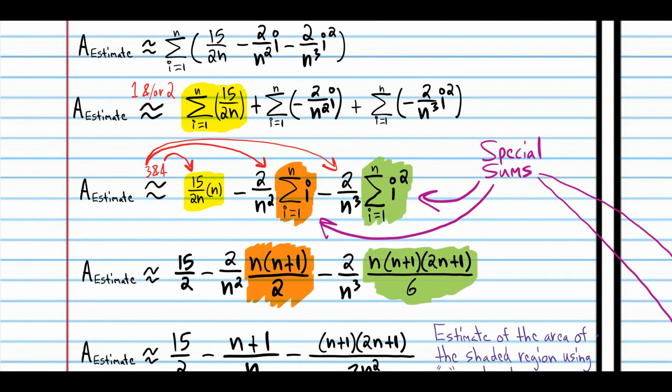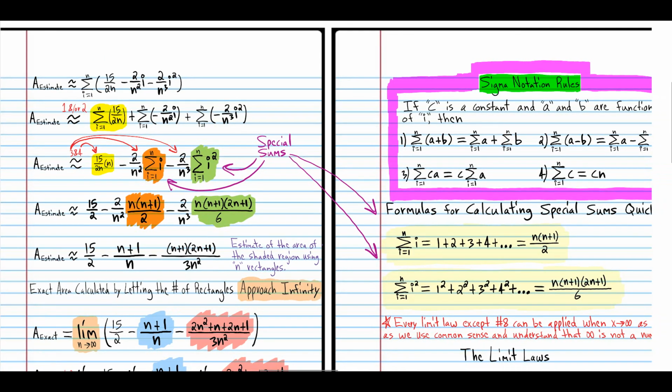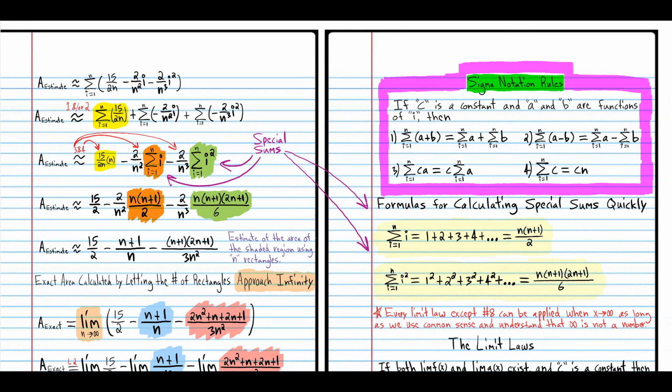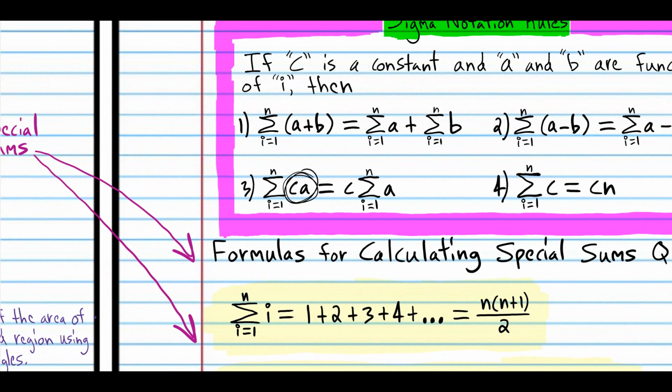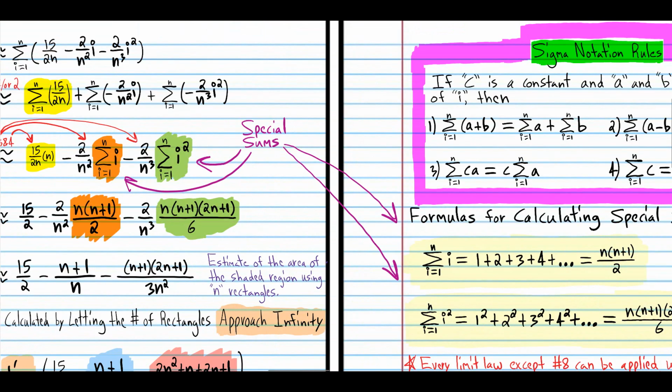So now we're using sigma rules 3 and 4. Here we use sigma rule 4, and here we're using sigma rule 3. Now this is where students really start to have some trouble. Let's start with rule number 4. Actually, let's start with rule number 3. That's probably easier to understand. So this tells us that we can take a constant. If a constant c is multiplied into every term, then you can factor it out of the sum and put it in front of the sigma notation.